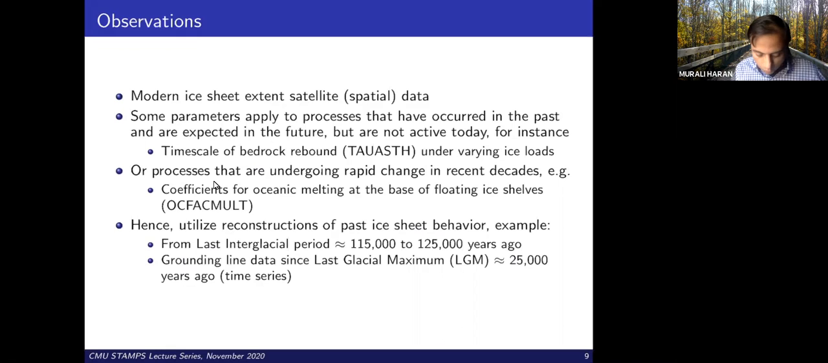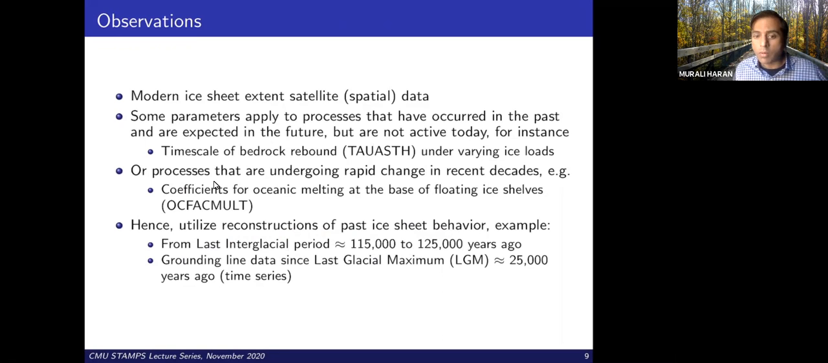Another example is coefficients for ocean melting at the base of the floating ice shelves. This is something I pointed to in that cartoon. These are two examples of parameters for which you would really like to use some information, namely reconstructions of past ice sheet behavior. You need that information as well. Here are just a couple of examples: information about the extent or the volume of the ice sheet from the last interglacial period, which is 115 to 125,000 years ago.